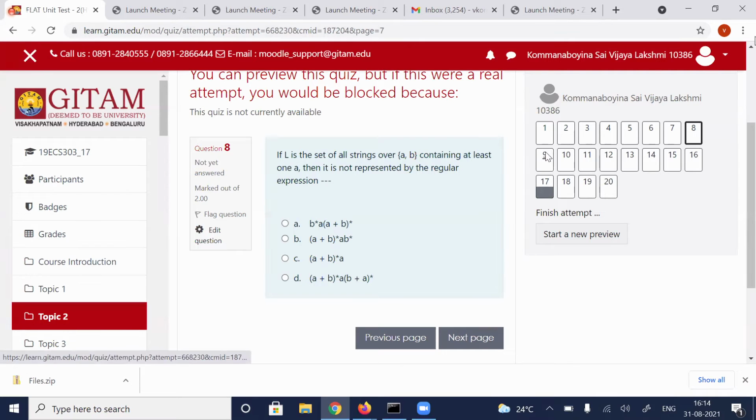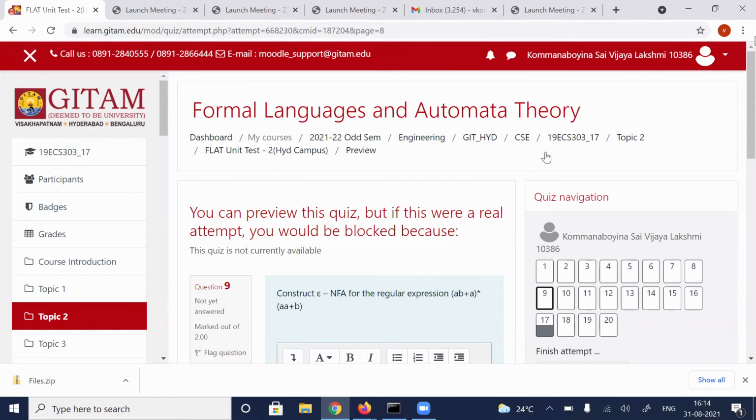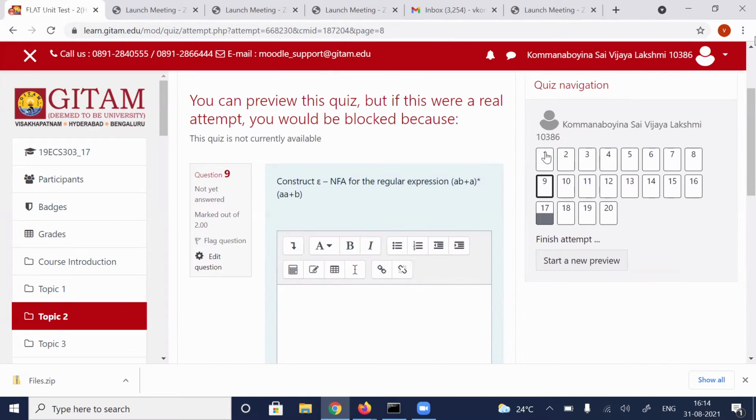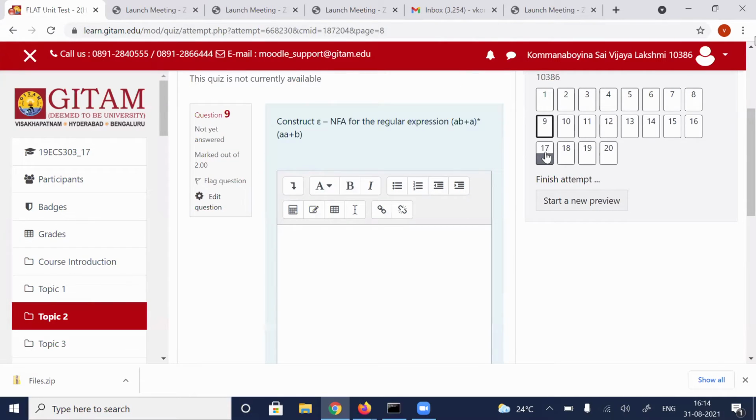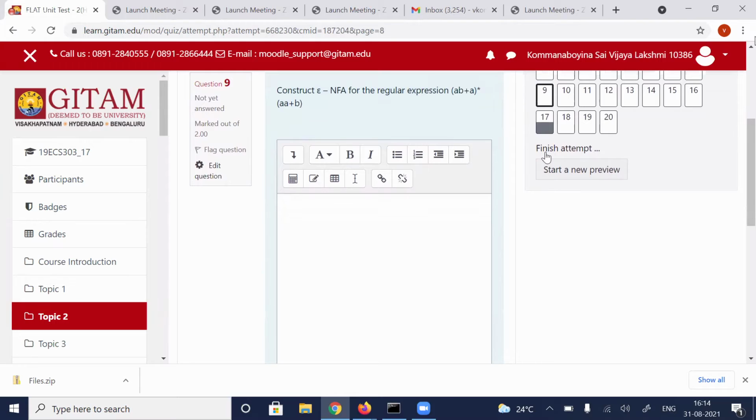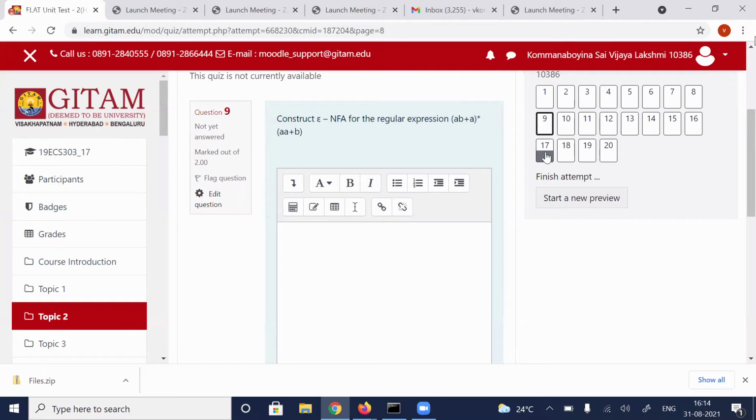Okay, next question. Construct epsilon NFA for the regular expression (AB plus A) whole star into AA. AB, what can you call this regular expression to epsilon NFA, which is nothing but method of synthesis. I already explained in the class, is it not?